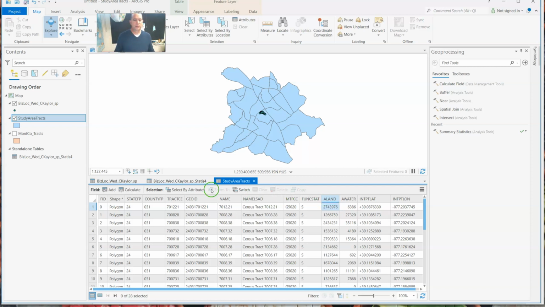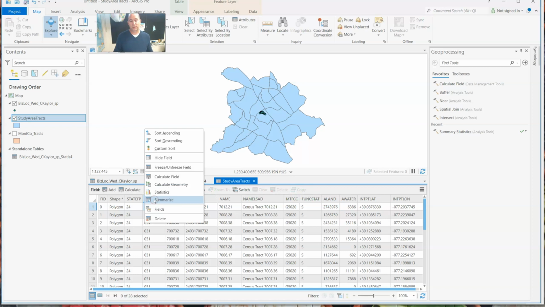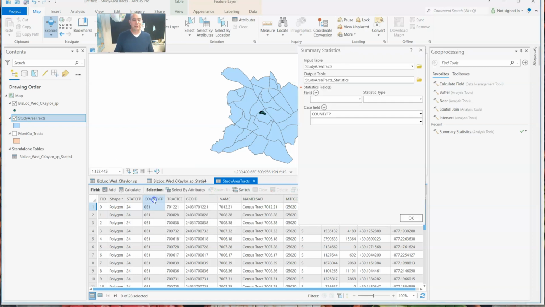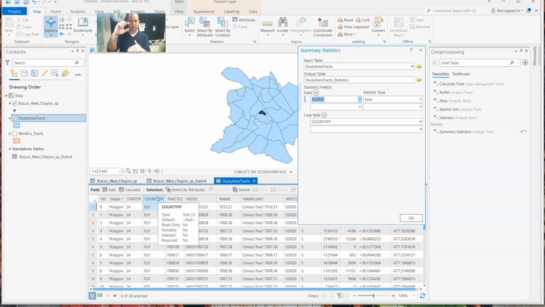And so here I'm going to go to County FP, because it does not repeat. They're all in Montgomery County. And I'm going to use a summarize command and just say, take a look at the ALAND and gather the sum. So I'm using County FP as the starting place for my summary, because that means collapse based on the values in that column. They're all the same, so it's just going to take them all and put them together.